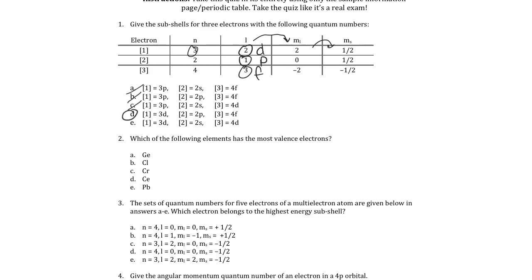Which of the following elements has the most valence electrons? So I just had to pull up a periodic table. Germanium's in the group of carbon. Carbon has 4 electrons, so does germanium. Chlorine's in the halogen group, 7 valence electrons. Chromium, you expect the configuration to be 4s2, 3d4. The actual configuration being slightly different, a 4s1, 3d5, doesn't change the valence count. It's still going to be equal to 6.